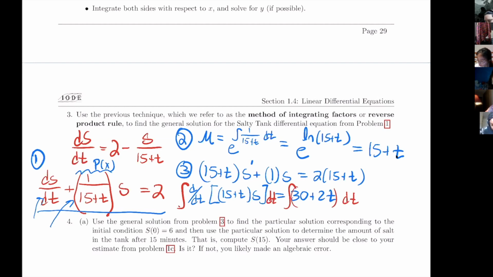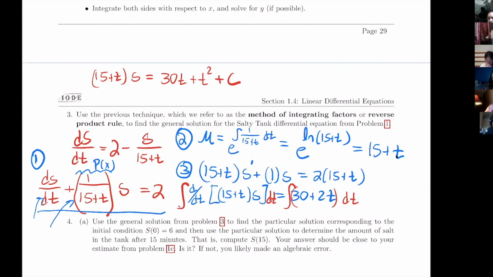The left side, those are going to undo each other. I'll come up here. So we would get 15 plus t times s is equal to 30t plus t squared. And now is a good time to include that arbitrary constant in our general solution. We have to include it right now because when we divide by 15 plus t, it'll be the constant divided by 15 plus t, which is dependent on t. So you don't want to just throw it in at the end. You want to throw it in after the stage of integrating the right side.